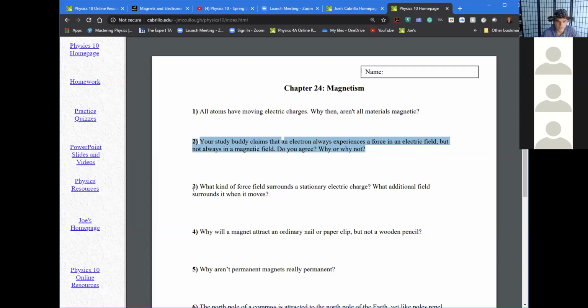Okay, 3, what kind of force field surrounds a stationary electric charge? If the charge is not moving, it only has an electric field around it. If it's moving, it has both an electric field and a magnetic field. A charged particle has to be moving to produce a magnetic field, and it has to be moving to experience a magnetic force in an outside field.